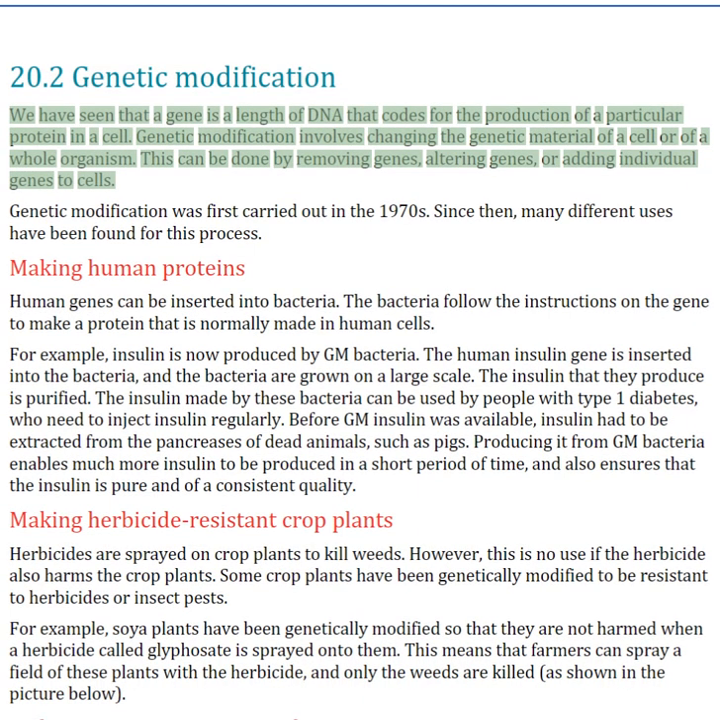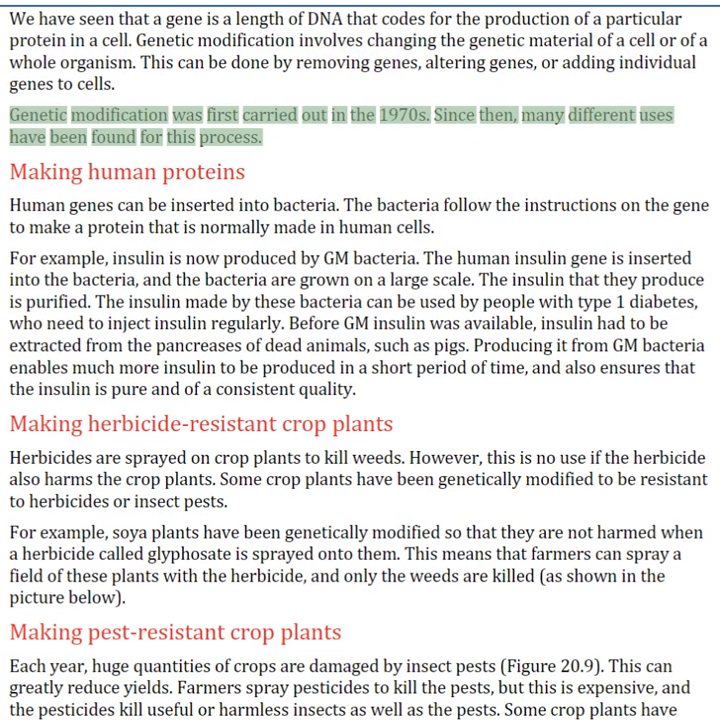20.2 Genetic modification. We have seen that a gene is a length of DNA that codes for the production of a particular protein in a cell. Genetic modification involves changing the genetic material of a cell or of a whole organism. This can be done by removing genes, altering genes, or adding individual genes to cells. Genetic modification was first carried out in the 1970s. Since then, many different uses have been found for this process.